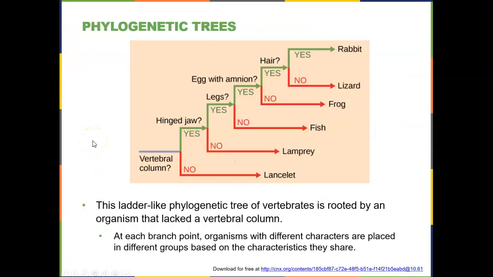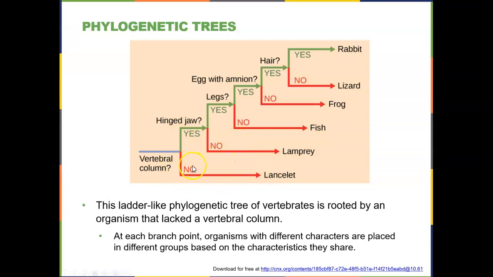So when we look at phylogenetic trees and we start talking about how we generate these trees, we see that the trees are ladder-like structures where, if it's rooted, we have a common ancestor, and then we get to a branch point and we have to answer questions. Those questions have to do with some kind of characteristic, and it's a yes or no question, which causes us to go one way or the other. That way we can start breaking apart different groups.